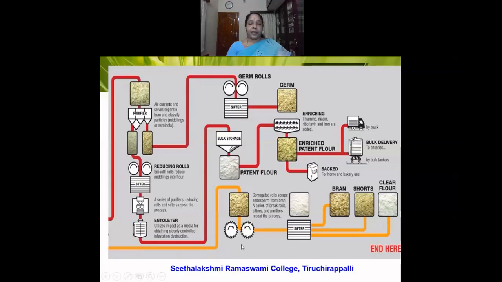Similarly, here you can see that after sifting, we get the bran, the shorts, and the clear flour. So these are the various steps that are involved in the milling of wheat.